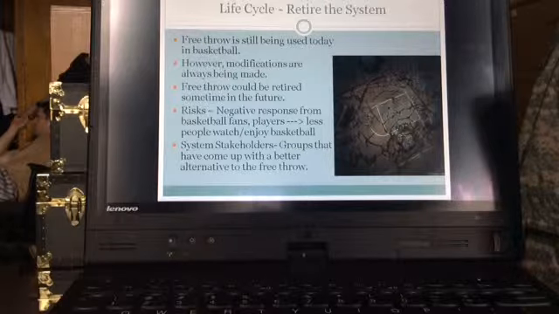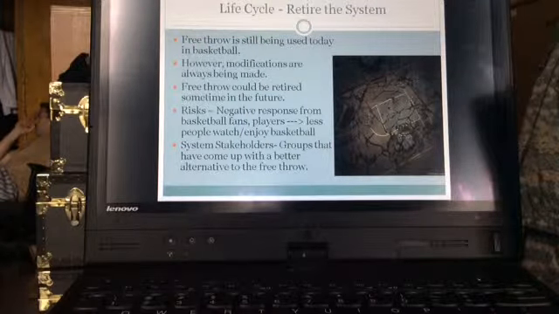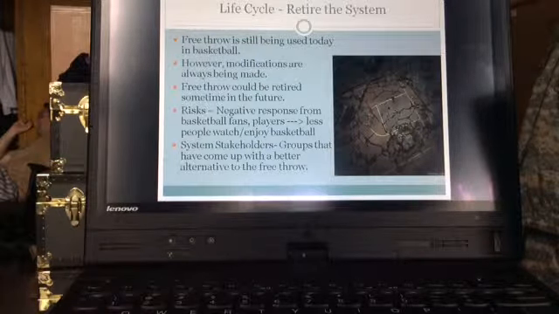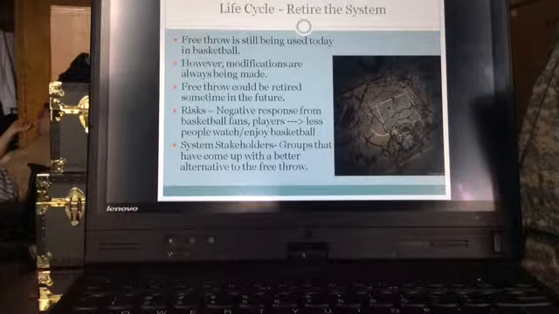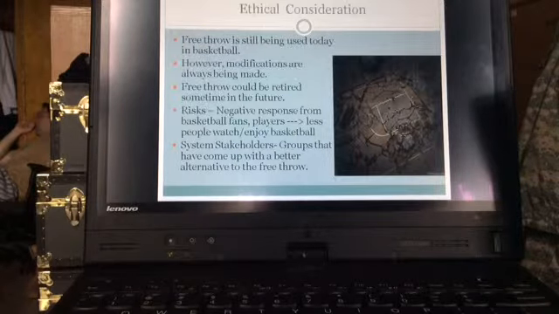Risks for this step of the life cycle are a negative response from basketball fans if we stopped implementing a free throw, which, like I stated many times, would possibly lead to fewer people watching and fewer people enjoying basketball. System stakeholders at this step of the life cycle are groups that have come up with a better alternative to the free throw, because they can capitalize on bringing in a new and more fun aspect to basketball instead of the free throw.